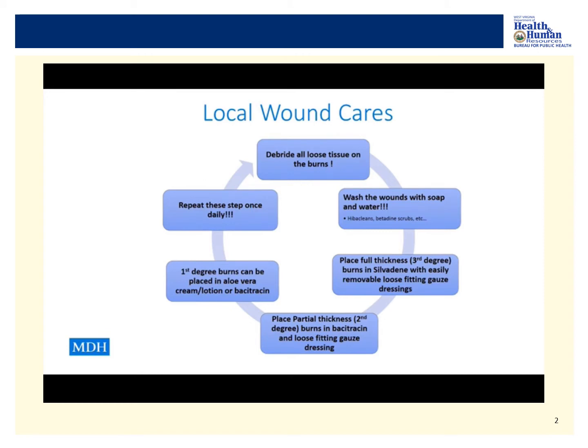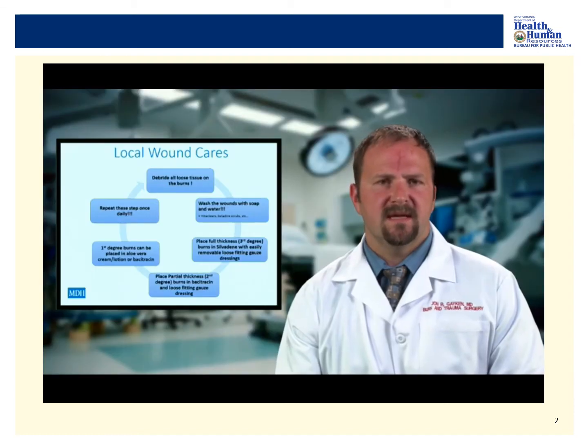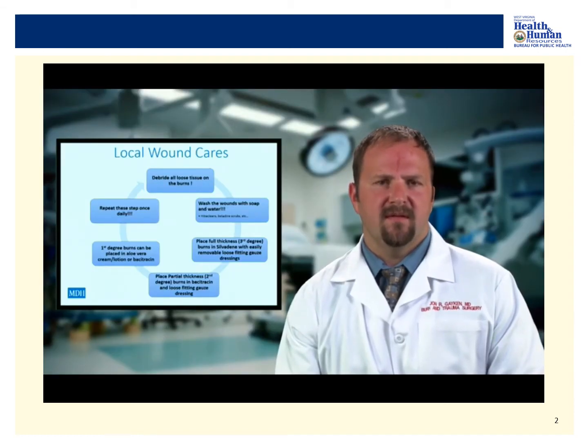Partial thickness burns you can place in Silvadene, however it builds up a pseudo-eschar that can be difficult to remove and is very painful to scrub off, so bacitracin or triple antibiotic ointment is preferred. First-degree burns are placed in aloe vera cream or a lotion or bacitracin. You want to repeat this step of washing and replacing the topical ointments daily.